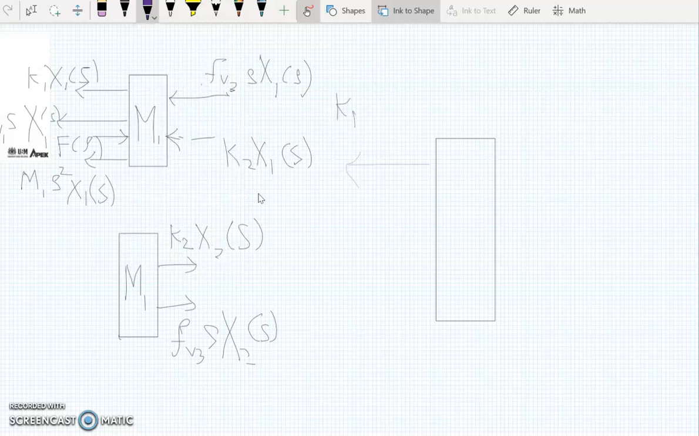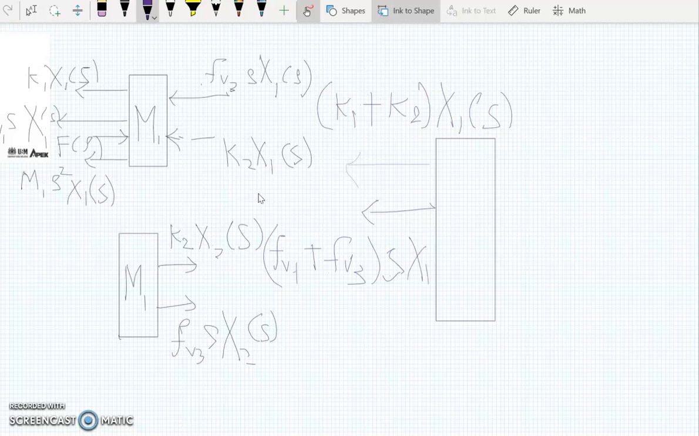So you got here K1 plus K2, x1 s, and then there's another one, which is Fv1 plus Fv3, s, x1 s, and then there's also the force due to acceleration, M1 s squared x1 s.